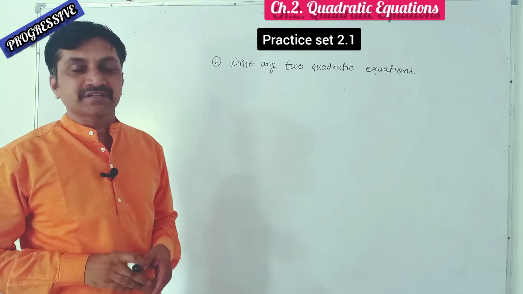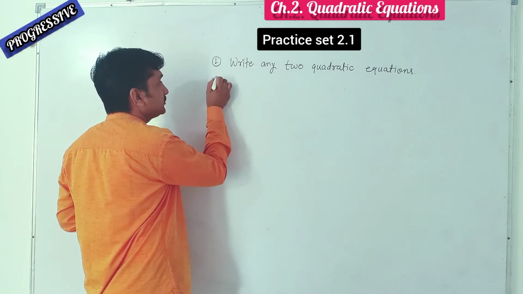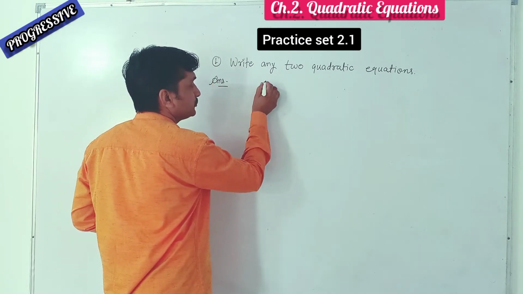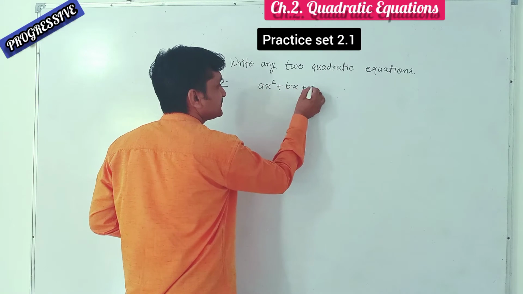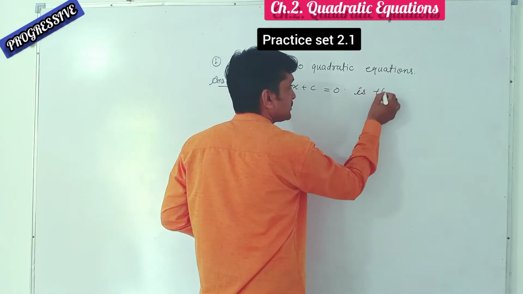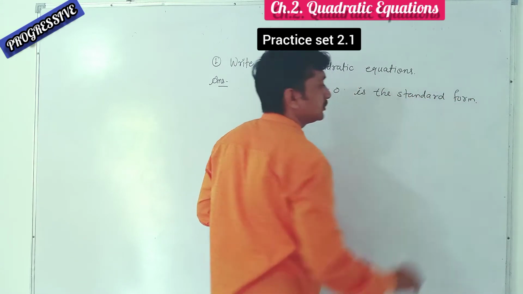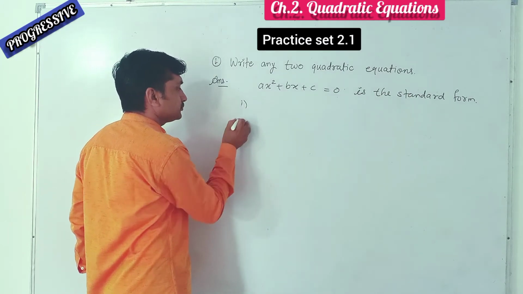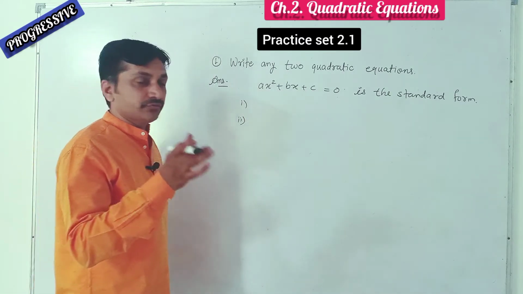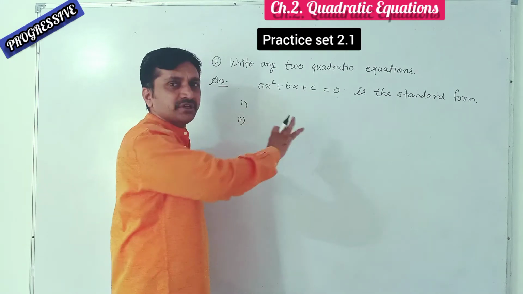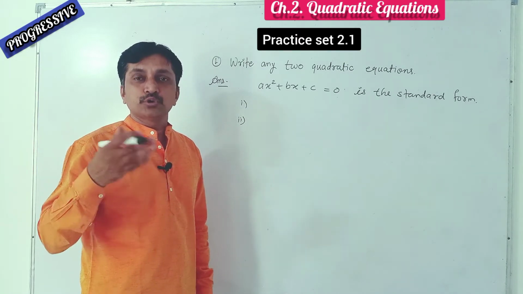This is an open-ended example. It means that every one of your answers will be different. We have to write them in standard form. Now, standard form we know. Standard form of quadratic equation is ax square plus bx plus c is equal to 0, the standard form or general form of quadratic equation. Now here you just have to replace the values of a, b, c only. Keep x constant because that is the variable. If you change a, b, c, it is open ended.